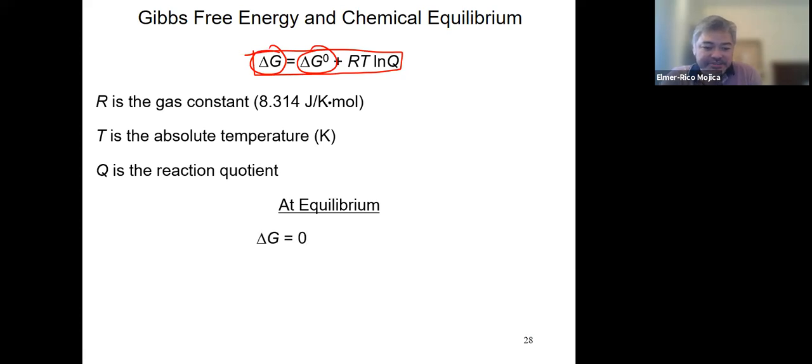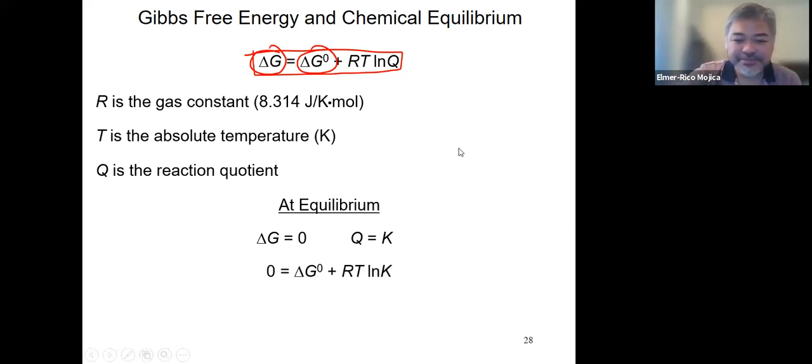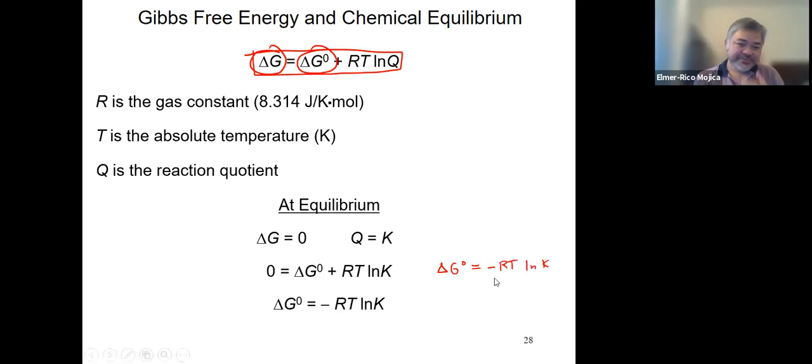Your delta G is equal to 0 and your Q becomes K. When that happens, you end up with this equation. So what does this equation look like now? You just transpose this to the other side, so you end up with delta G equals negative RT ln K. That is what we call the van 't Hoff equation. Here again, this is another equation that you need to know.